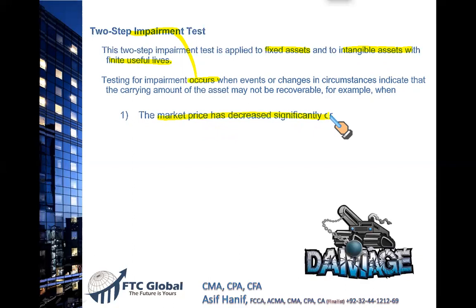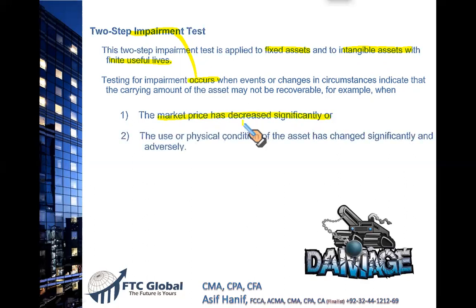That's an indication that the amount you are carrying in your books is no longer relevant. Or maybe, if it's a physical asset like property, plant, and equipment, its physical condition has deteriorated, and this has caused a significant decrease in its price. So this is called impairment, when the price of the asset has fallen significantly, or when the physical condition of the asset has deteriorated, and that has resulted in a decrease in its price.